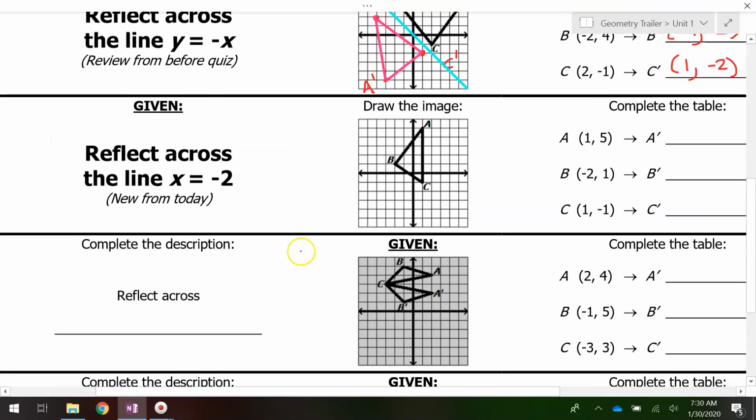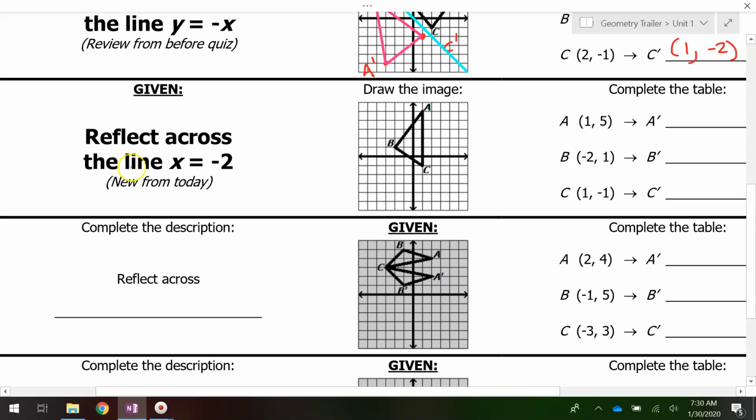Okay, now, so if I want to reflect across the line x equals negative 2, when you have a line of the form x equals some number, that is going to be a vertical line. So this is going to be a vertical line at negative 2. Let's draw that. All right, so this is the reflection line that we're talking about.